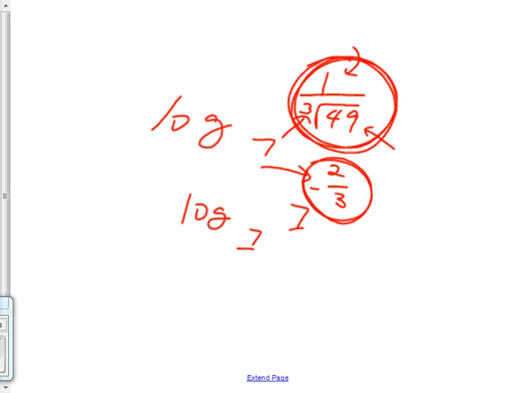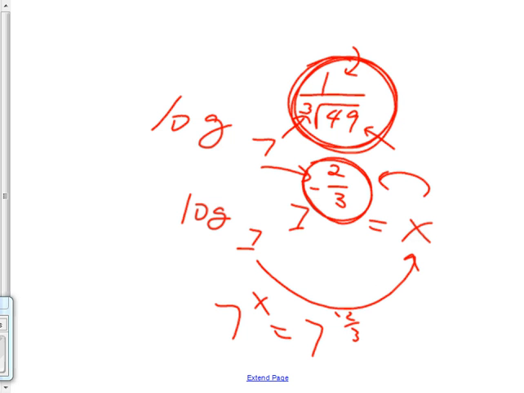Could you have written that as equals x? Sure, and then you could rewrite it. 7 to the x is equal to 7 to the negative 2/3. And that makes it abundantly clear that since the bases are the same, x must equal negative 2/3.